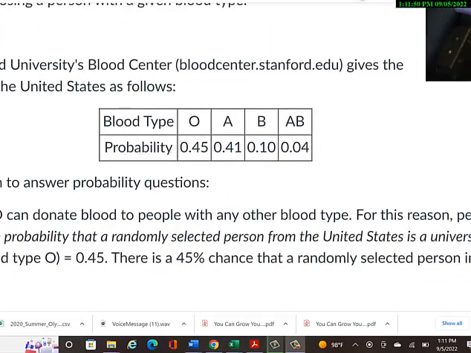Okay, the probability of having an O blood type is 0.45. So it's almost half. Half the people have O blood type. Quite a few have blood type A as well, 0.41, pretty close to half. B blood type is more rare, 0.1, so that's 10 out of 100 or 1 out of every 10 people. Then AB blood type is the rarest, it's 0.04, that's 4 out of 100 people who will have that blood type.